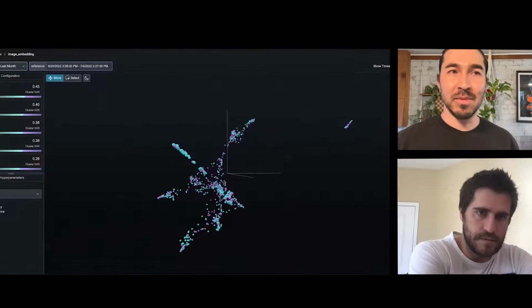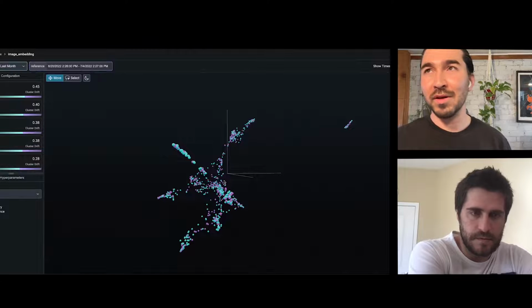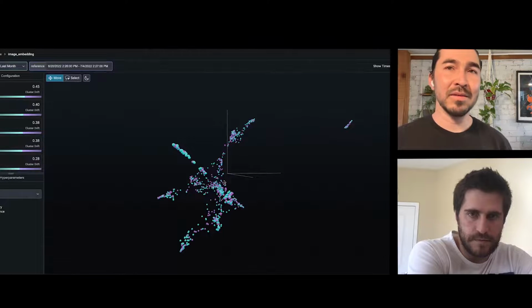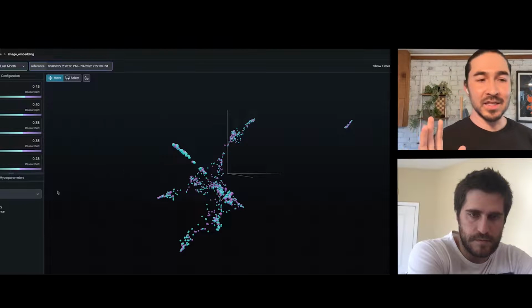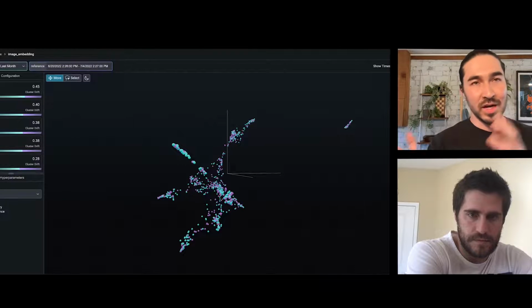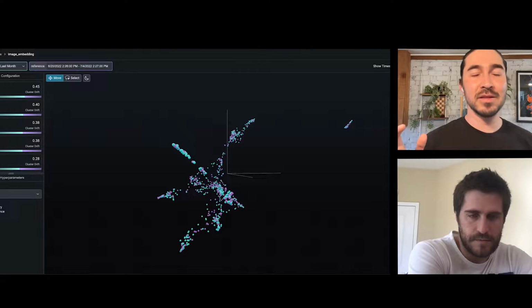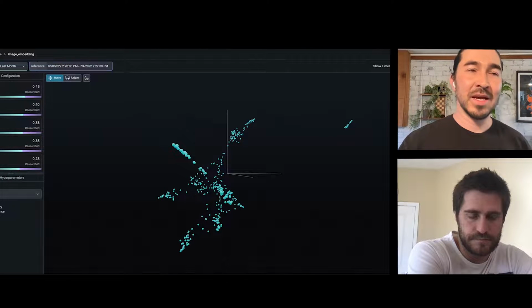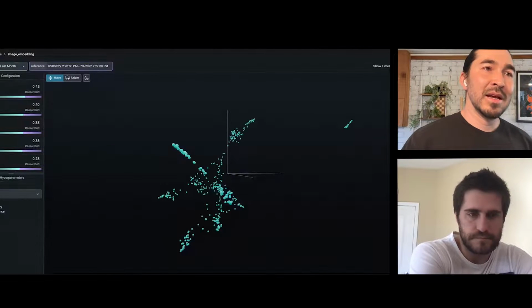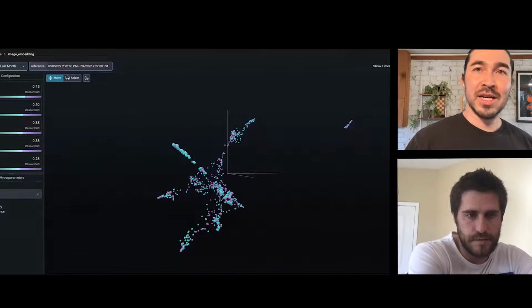But before we jump into that, let's explore our model a little bit. So I'm going to hide this panel here. I'm going to take a little deeper dive. And what you'll notice is Phoenix actually has projected both your production data and also your training or your reference data set into the same UMAP projection. And what you'll notice is here we have our production data, and here we have our training data.